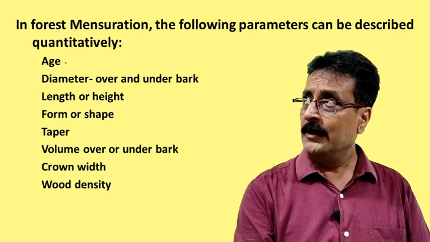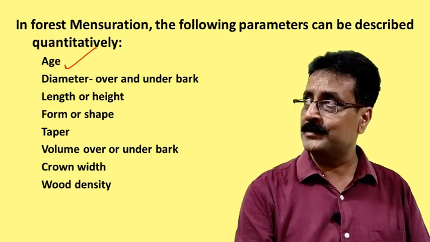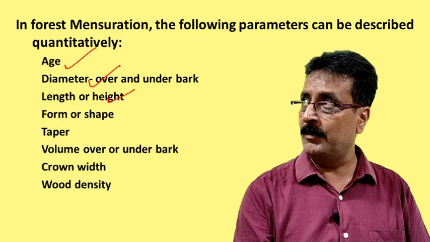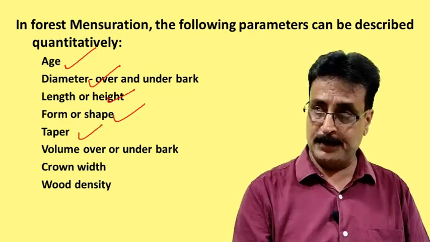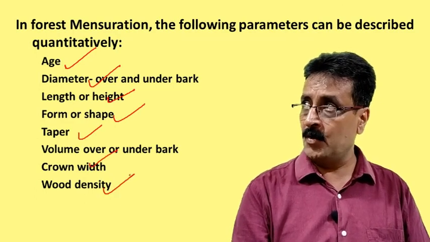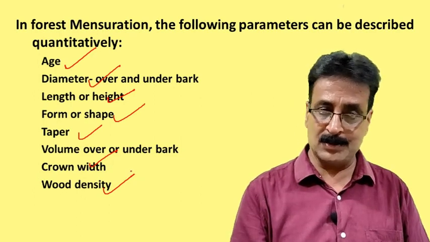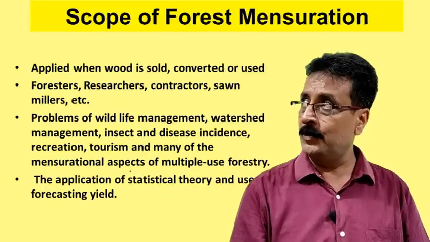So ultimately, forest mensuration can be described as knowing about the age, diameter over bark, length, height, shape, then taperness, then crown width, wood density, and so on. So this is what we will go into in forest mensuration.